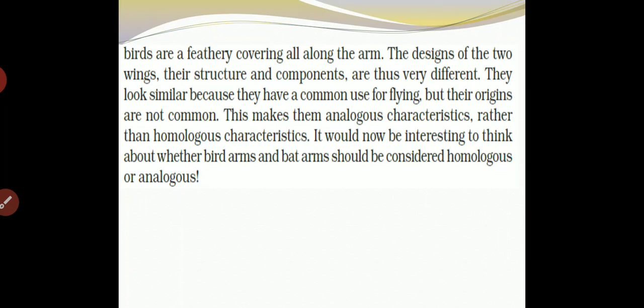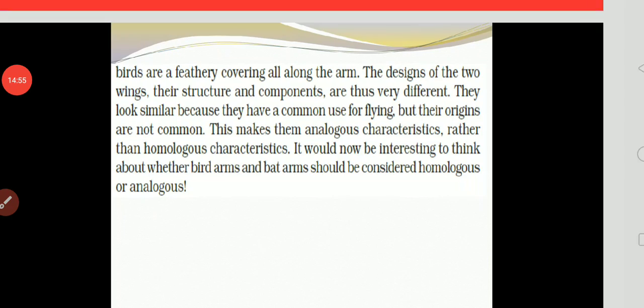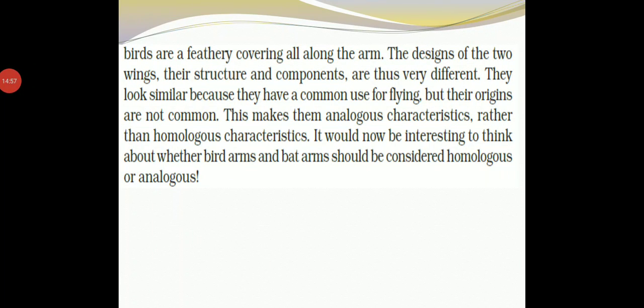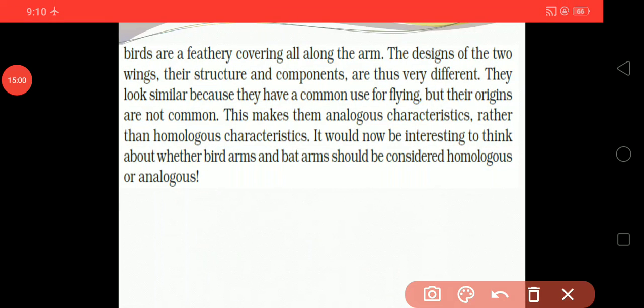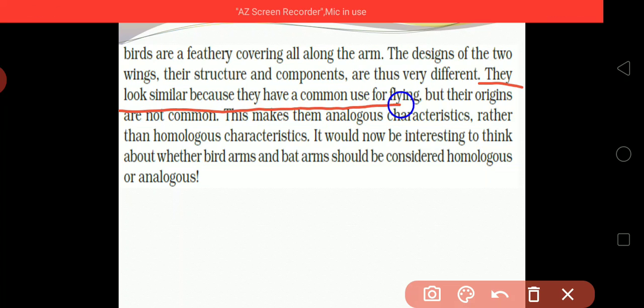The design of the two wings, their structure and components, are thus very different. If we compare the bird and bat wing, they are totally different from each other, and they look similar only because they have a common use for flying. They are serving a similar purpose, but both contain differently structured wings.